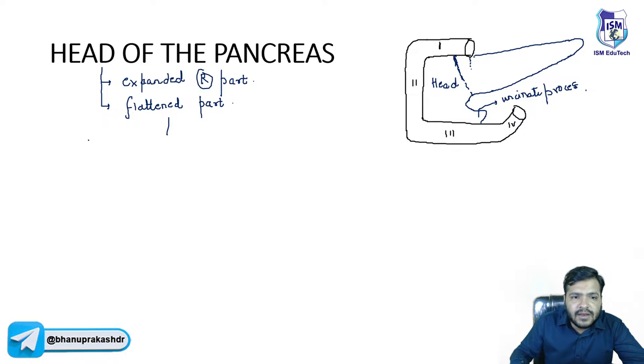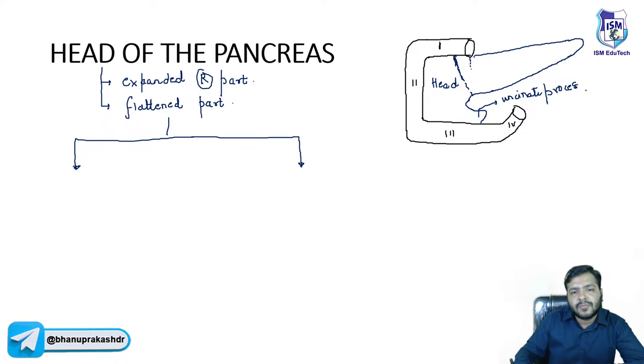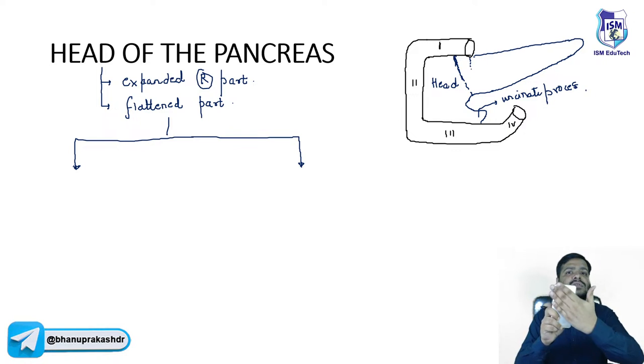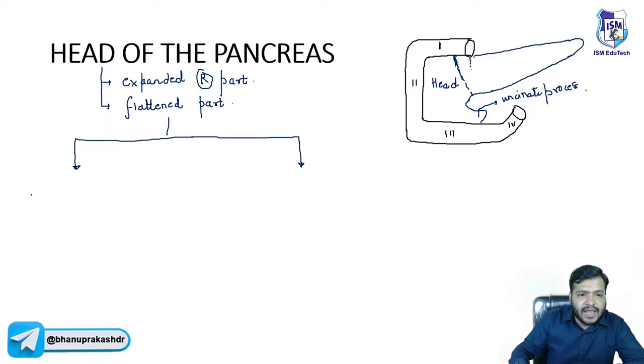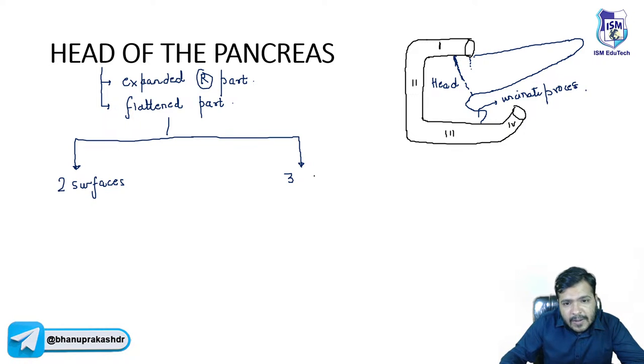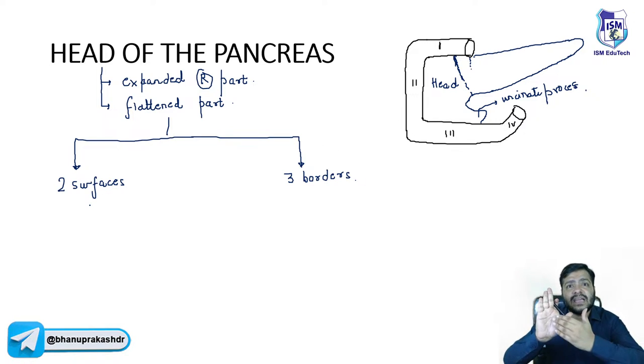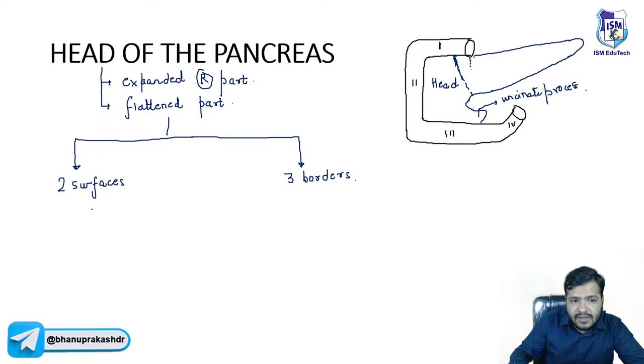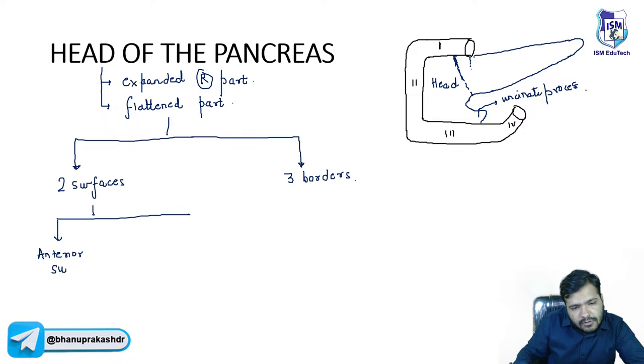And remember, this flattened part contains... Now if it is flat, beta, if anything is flat, how many surfaces will it have? Suppose this is flat, then it will have an anterior surface and a posterior surface. So we will have two surfaces and we will have three borders. Two surfaces, as it is flat. One will be in the front, the anterior surface, and we will have the posterior surface.